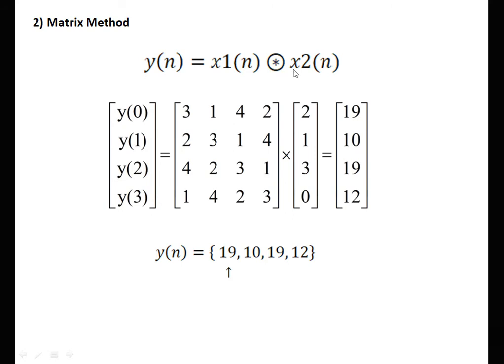Matrix method. This is the x2n cumulative. You can take x2, x1 also. The same answer will come. Here we require to move the matrix in a particular fashion.